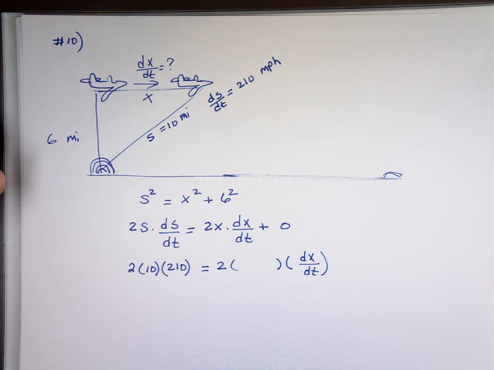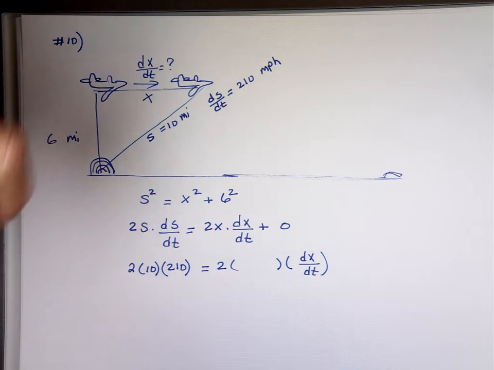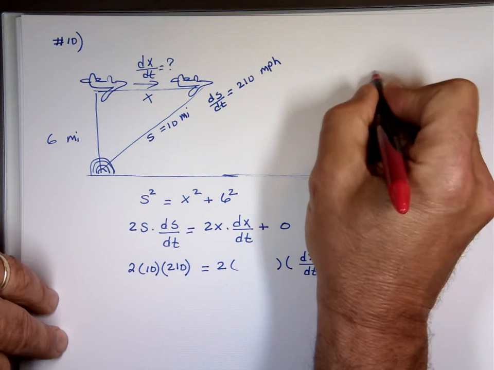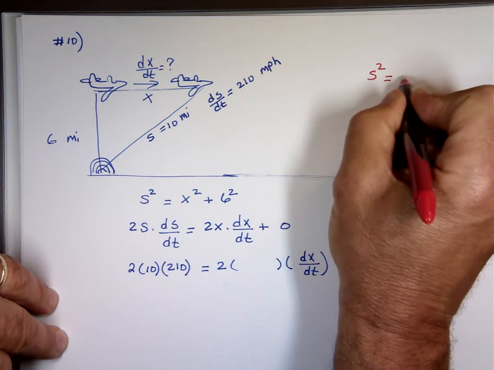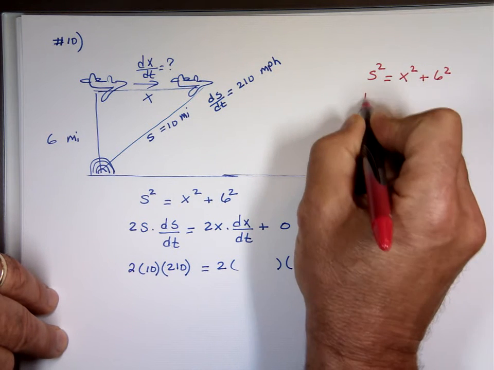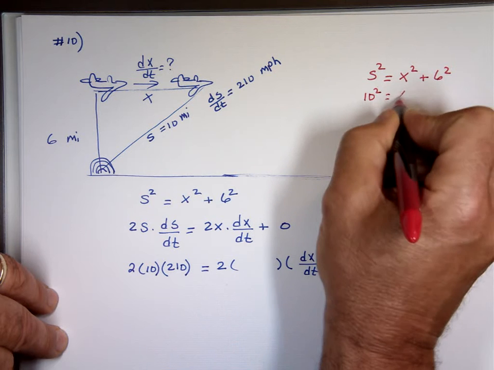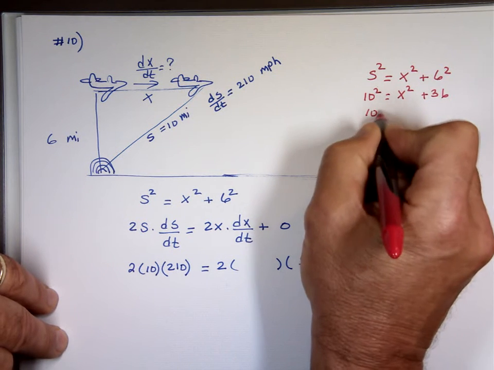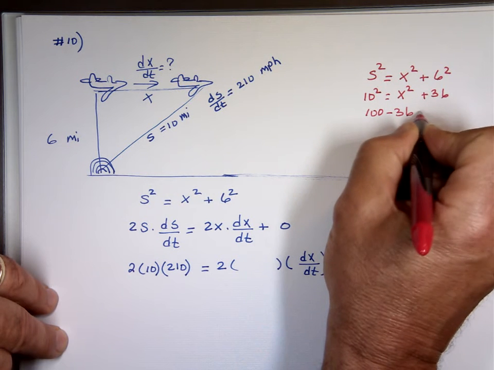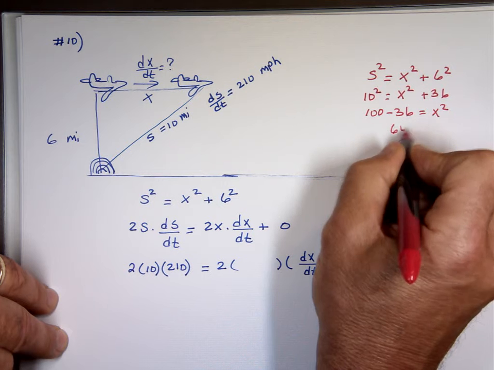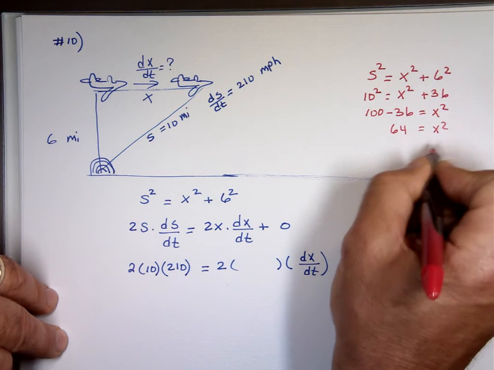Can we find what x is? When s is 10, what is x? We go back to this equation. S is 10. 100 minus the 36 equals x squared. What's that, 64? X will have to be 8 miles.